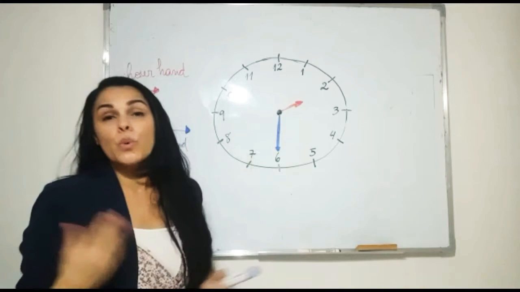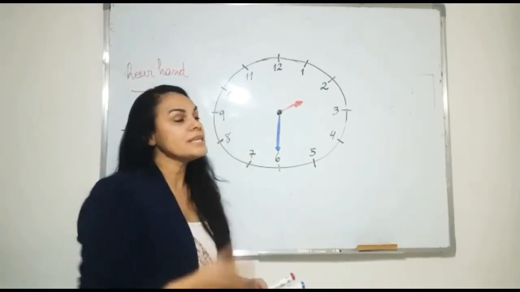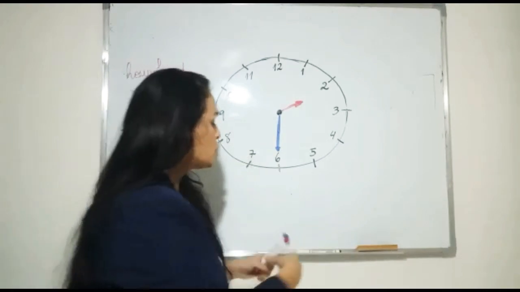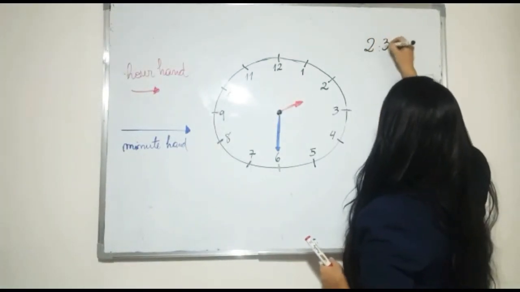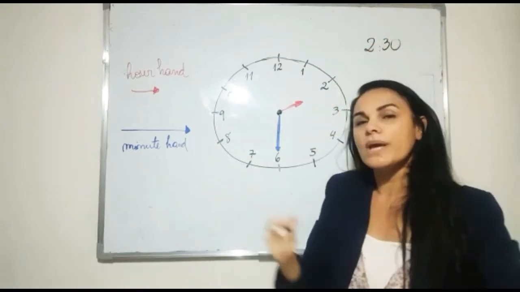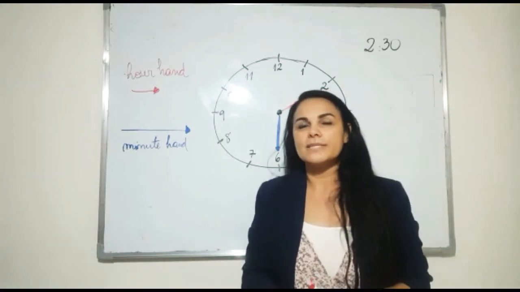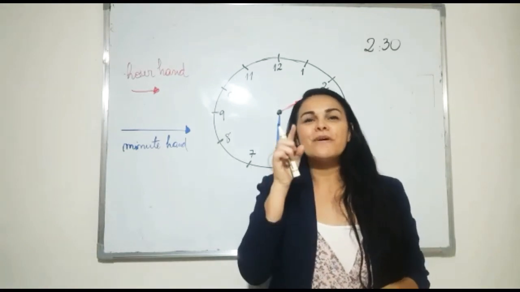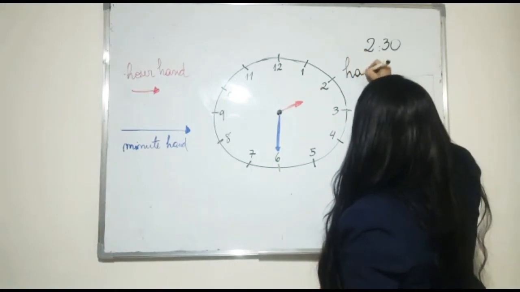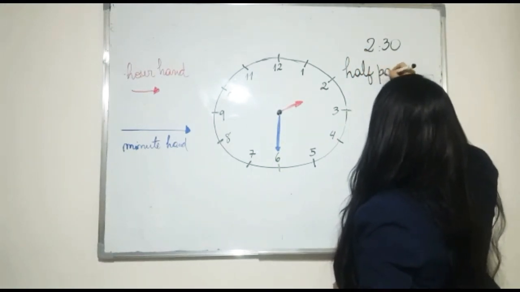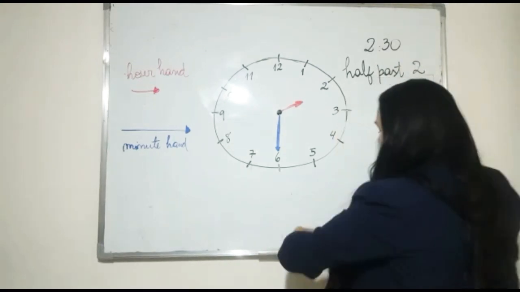Okay, if I ask you what time is it, most of you can tell me, okay, teacher, 2:30. Okay, it's correct, 2:30. But there is another way to express that time. How can you say it? Half past two. Yes, you are right. Half past two. Why do you think that is?